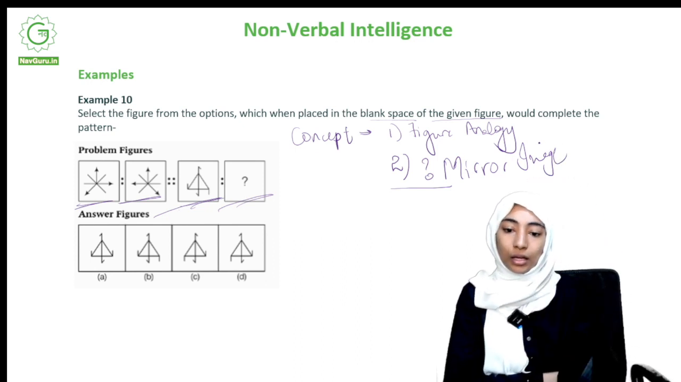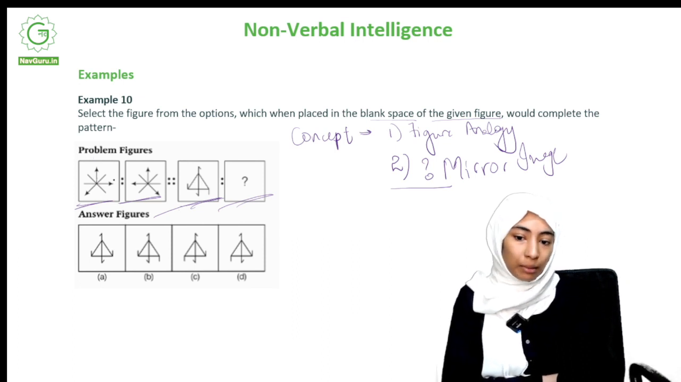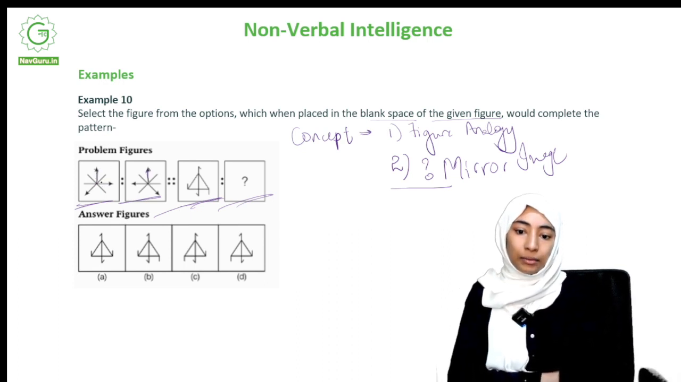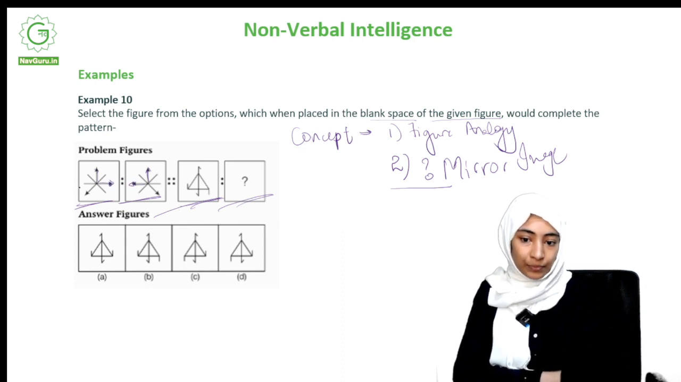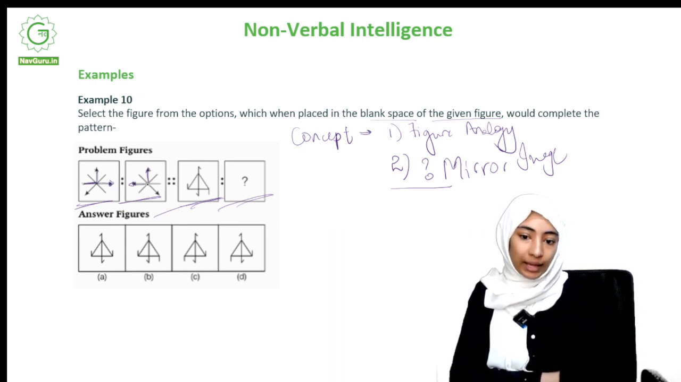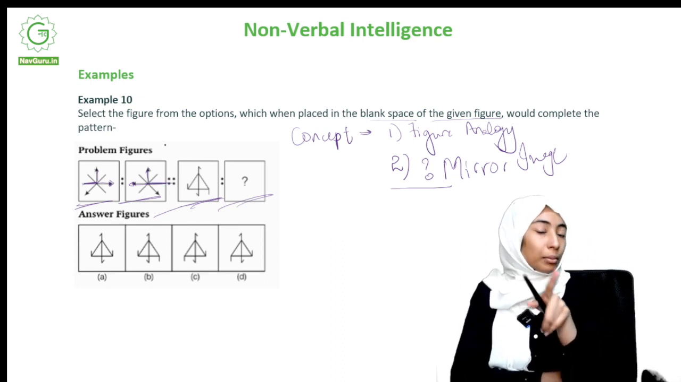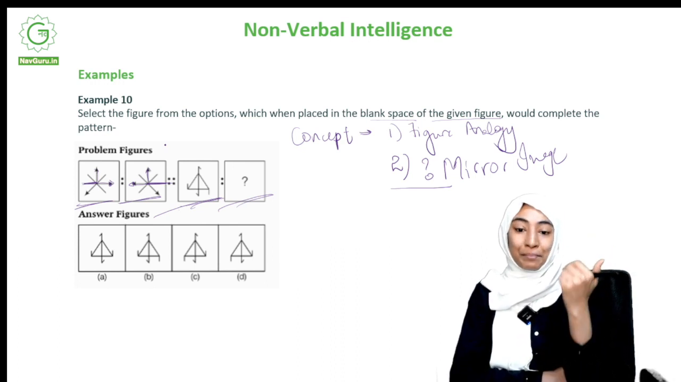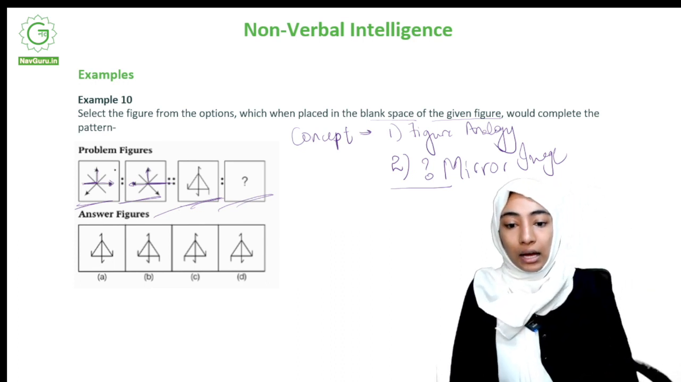How do you find out? Look at this figure. Do you see that? The top and the bottom are unchanged, right? Here you have a line towards the top, and here it remains the same. The arrow that points towards the right ends up pointing towards the left. You have a blank line at the left, and that line here is at the right. So you can sort of guess, okay, this might be mirror image, right?